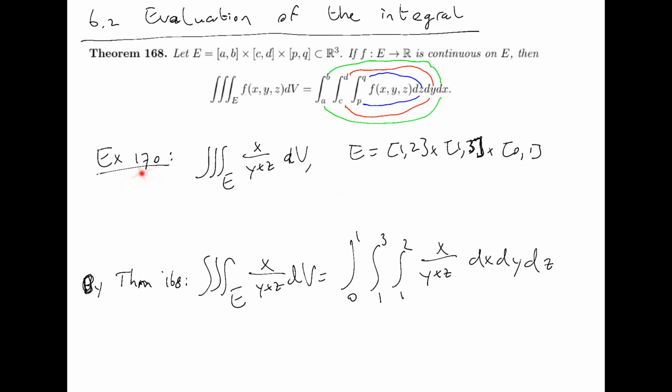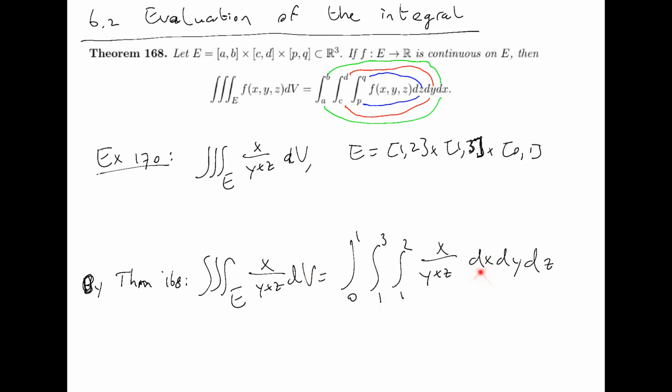Namely, I will do example 170 in the book. So in this example, we have to compute the triple integral over E of x over y plus z dv, where E is this rectangular box, where x is between 1 and 2, y is between 1 and 3, and z is between 0 and 1. So the first thing we want to do is invoke this theorem. So by this theorem, I can represent this integral as an iterated integral.